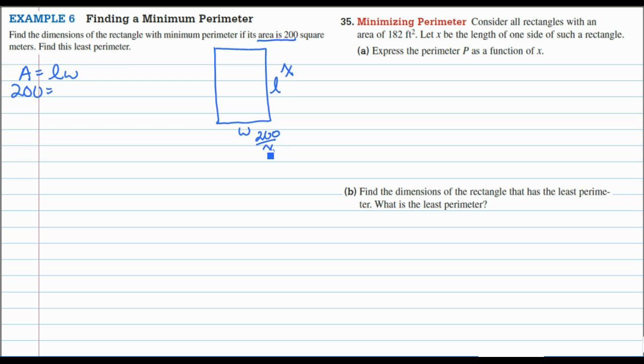For example, what if its length was 10? Wouldn't you know that its width was then 20, because 10 times 20 is 200? And you got 20 by 200 divided by 10. So if I gave you that the length was 5, you would take 200 divided by 5 to find the width. Now the perimeter of a rectangle is 2 times its length plus 2 times its width. So that's going to be 2x plus 400 over x.